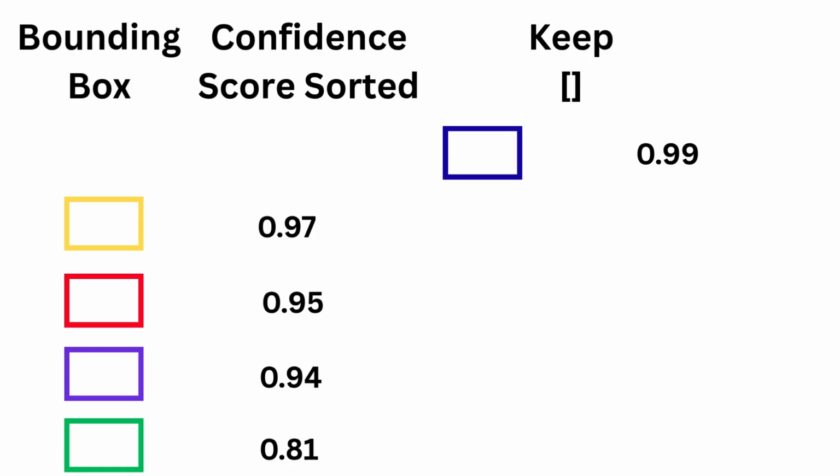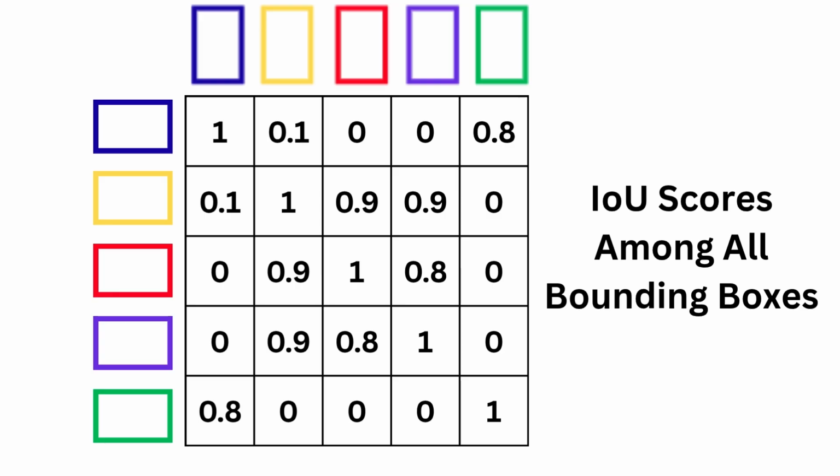We select the highest scoring box, that is the blue box, and add it to the keep list and remove it from the previous list. Now we need to compare its IOU with all the remaining boxes. To speed up things, I have pre-calculated the IOU, intersection over union, values for all possible pairs of our 5 boxes. Remember, IOU measures how much 2 boxes overlap. A value of 1 means perfect overlap and 0 means no overlap.